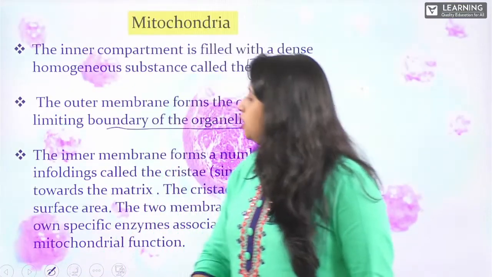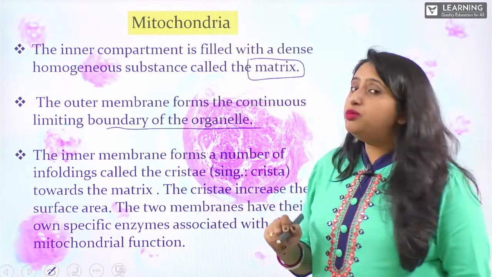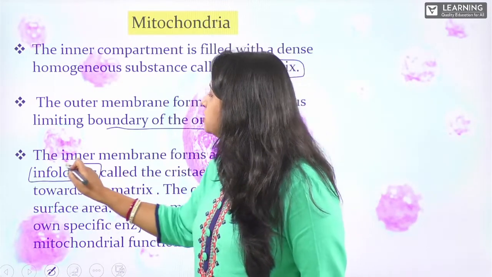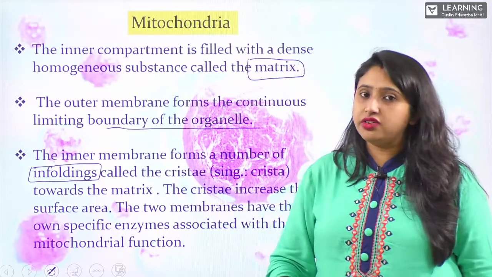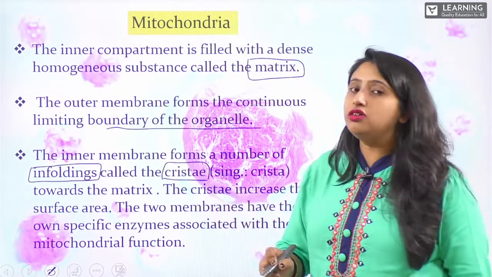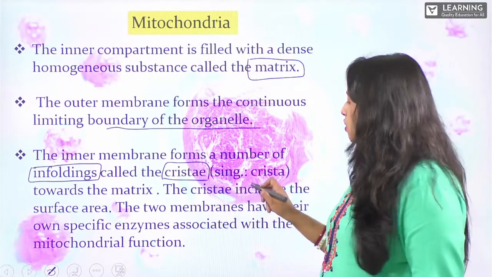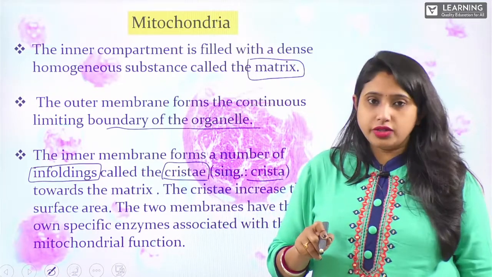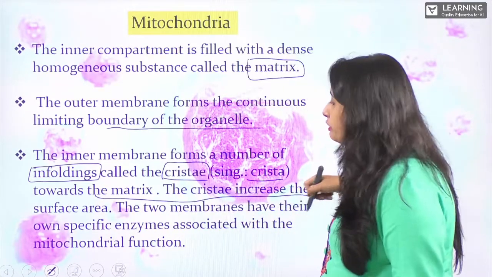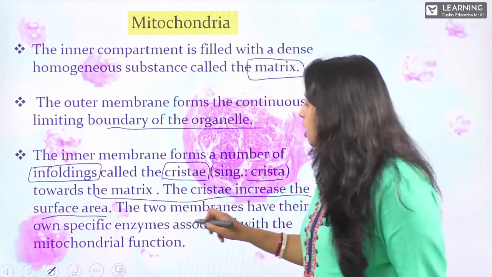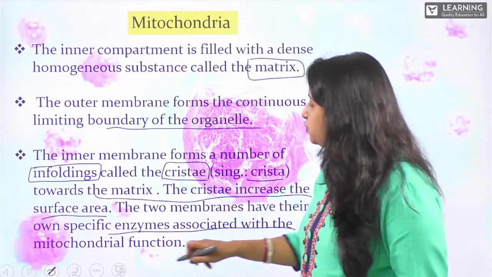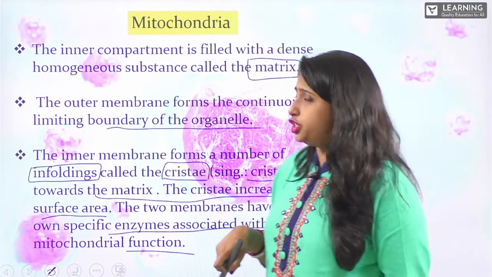The inner membrane forms a number of infoldings, which are called cristae. In singular, we call it crista, and the plural is cristae. These infoldings extend towards the matrix, and the cristae increase the surface area. The two membranes have their own specific enzymes associated with mitochondrial function.